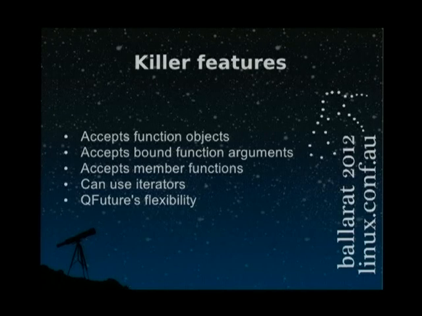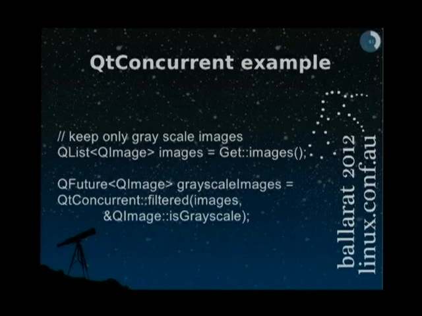You can use iterators. Instead of passing a list, you can pass two iterators. This is not very relevant, but most of the time you don't want to pass a list around, you want to pass a constant iterator instead. And most of all, it has QFuture's full flexibility, which we're going to see in a minute again. So let's run through all these examples to find out why I said these things.